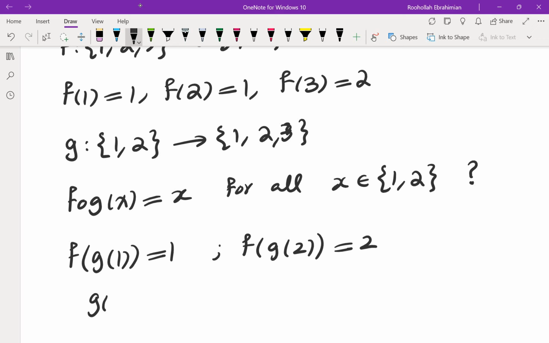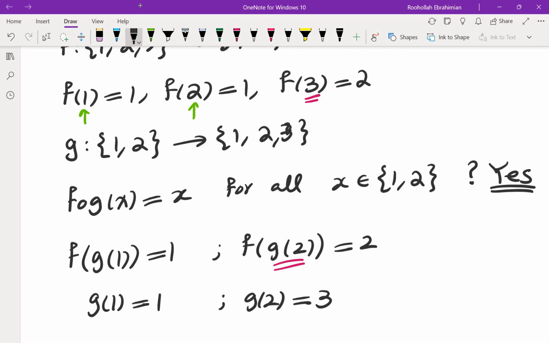So I can just define g of 1 to be one of the elements that is mapped to 1, so maybe 1 or 2. I could do either of them. I'm going to define g of 1 to be 1 and g of 2 to be something that is mapped to 2. Looking at this, 3 is mapped to 2 by f, so I can define g of 2 to be 3. If I define this function, then yes, it satisfies f o g equals x. So the answer is yes. There is a function g such that the composition f o g becomes the identity.